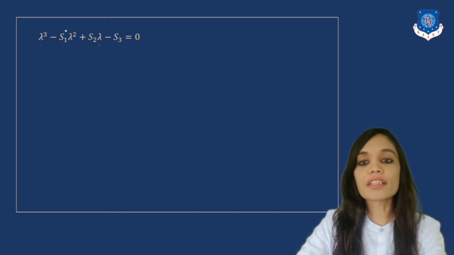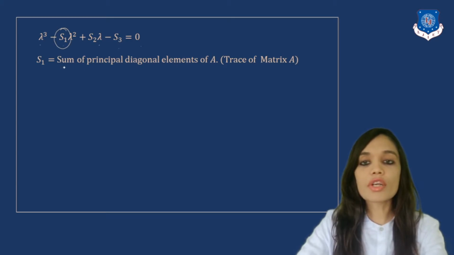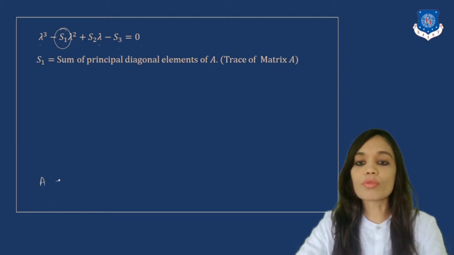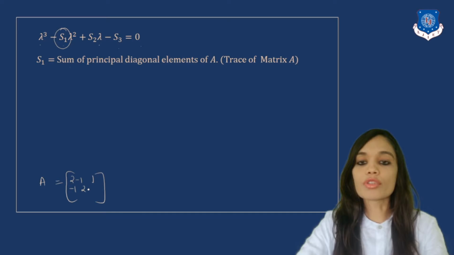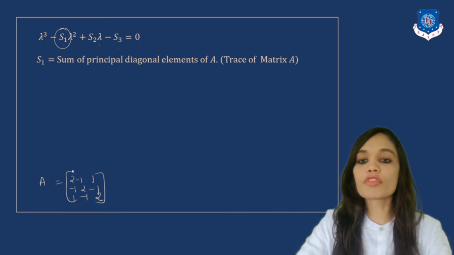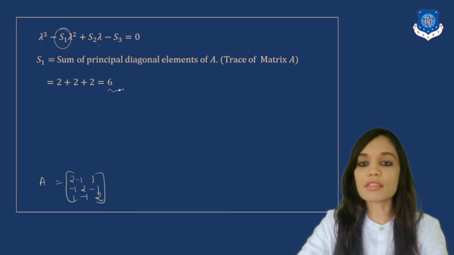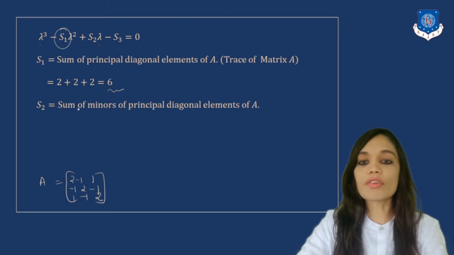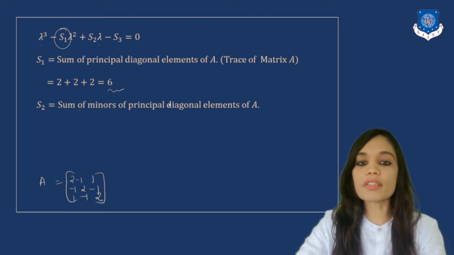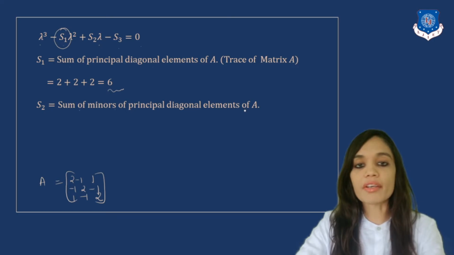Now let us find the value of s1, which is the sum of principal diagonal elements of matrix A. Our matrix A is [2, -1, 1; -1, 2, -1; 1, -1, 2]. Now let us find the sum of the principal diagonal elements. It will be 2 plus 2 plus 2. So the answer is 6.